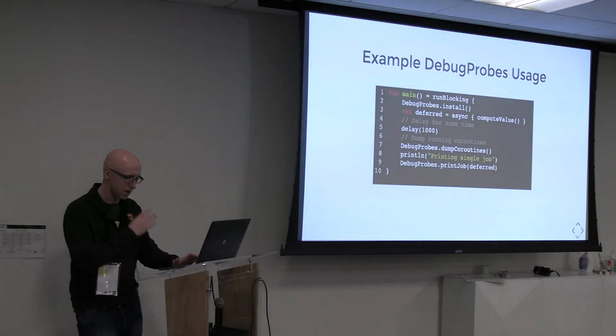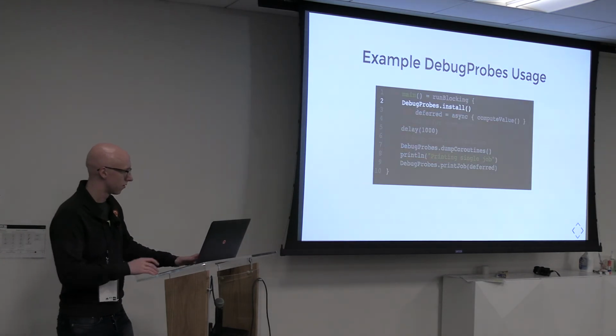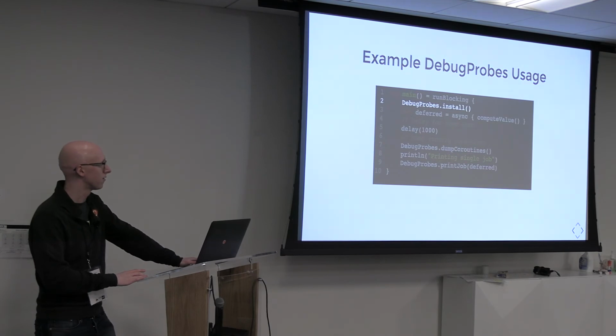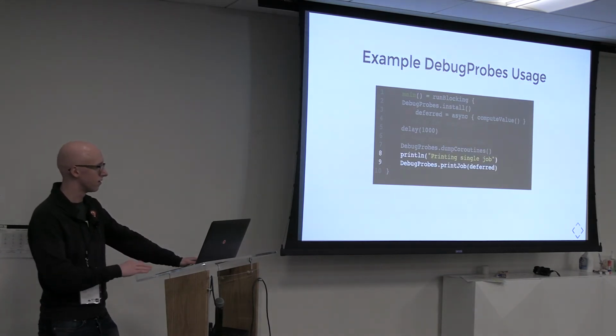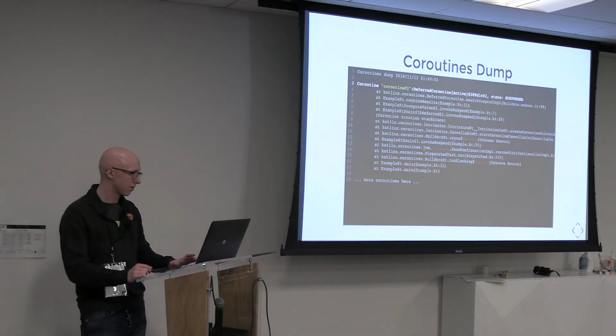So if we take a look at an example of this. This is how you start introspecting the coroutines: you call DebugProbes.install, you do some work, and then you can dump all your coroutines to the console, or you can just pick one job and say print, give me all the details on that. And the output of that looks a bit like this.